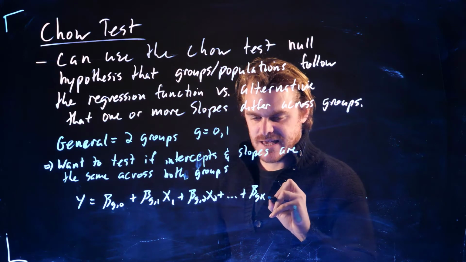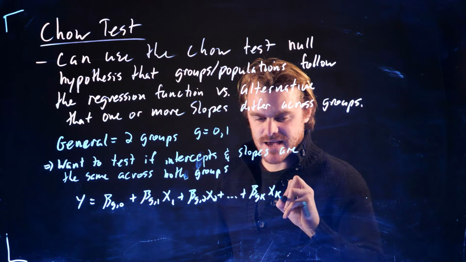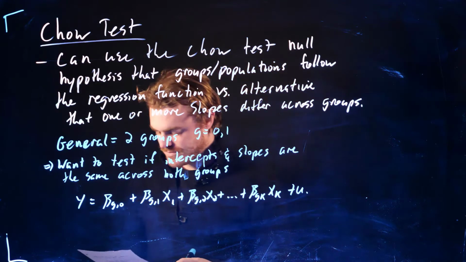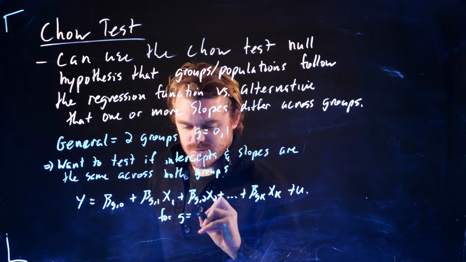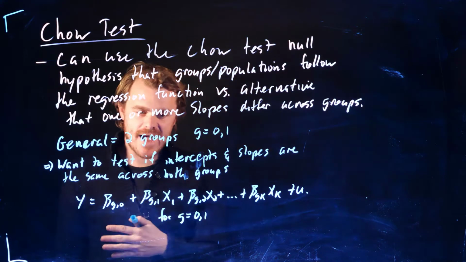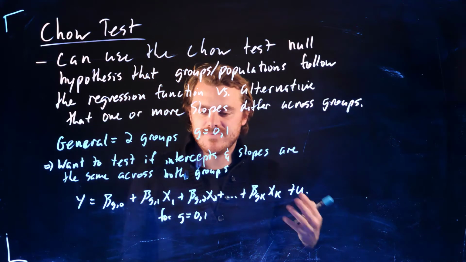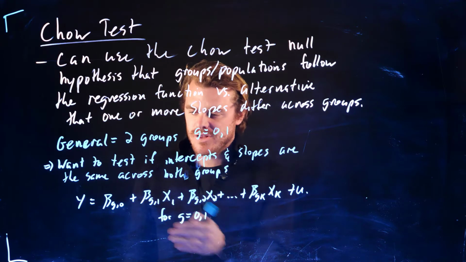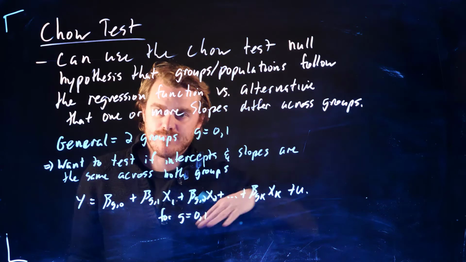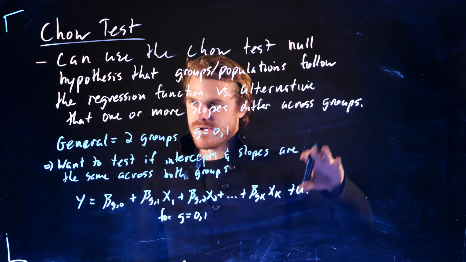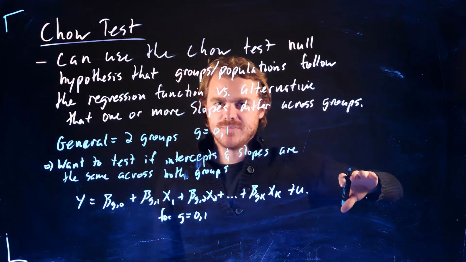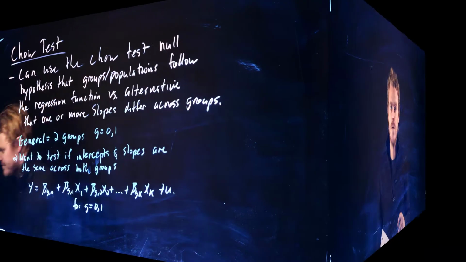Beta gk xk plus u, for g equals 0 or 1. I mean, we could have 3 groups, 4 groups, 5 groups, the same thing. There are just more and more parameters in these models, right? So let's erase this and talk about this test.